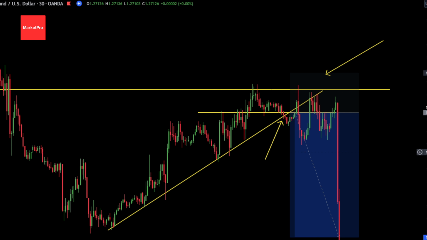That's just one example, and you can do it so many other ways, but you should be using confirmation signals to really increase your win percentage when using support and resistances.